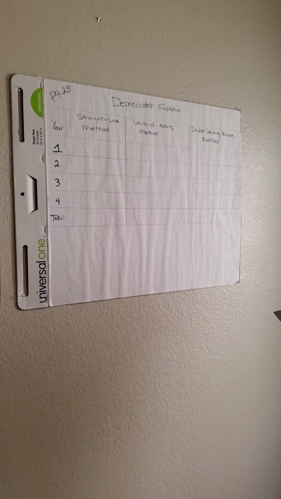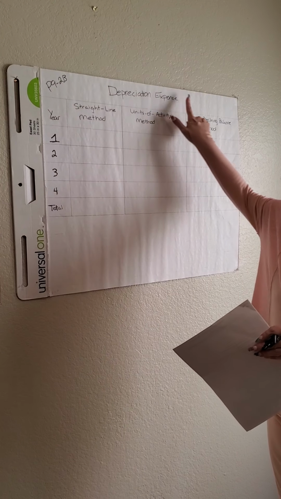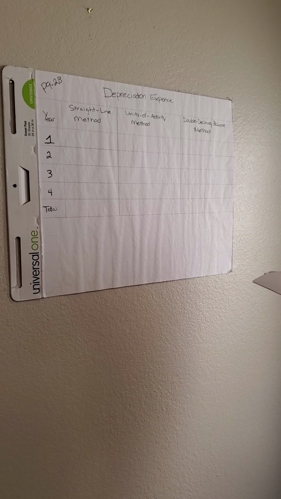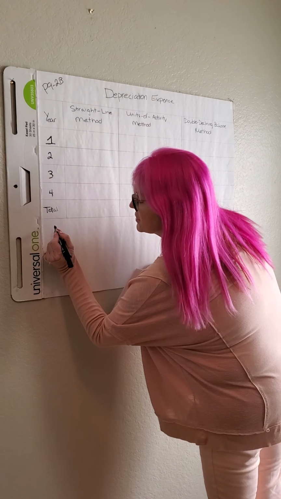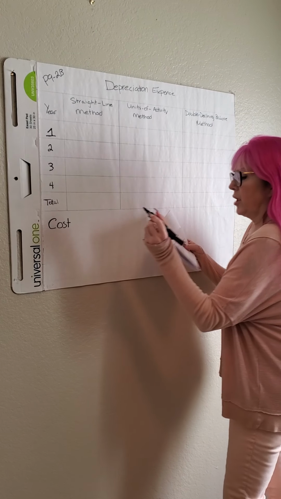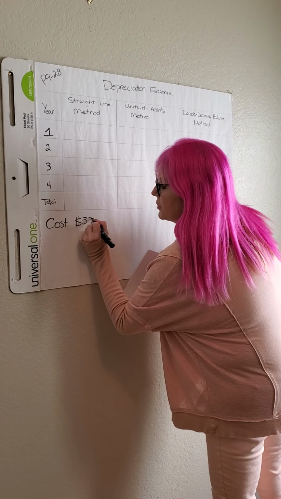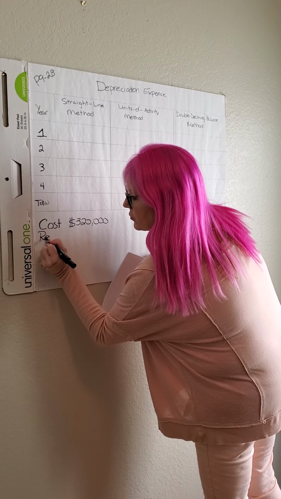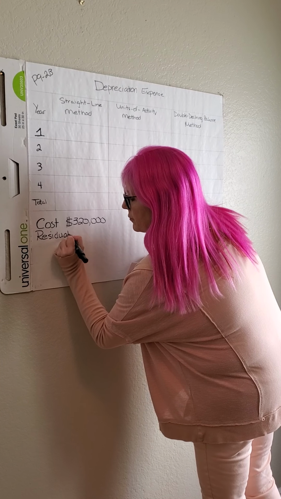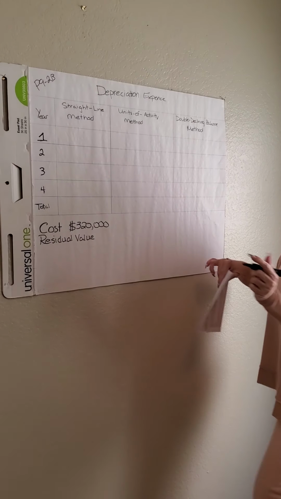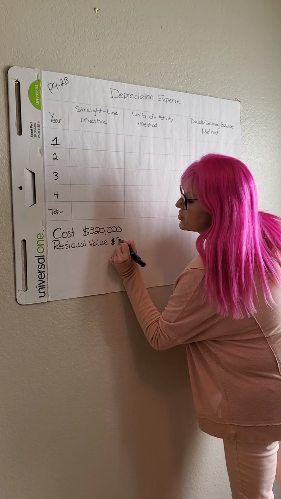So this is what the table looks like in your homework. You've got it split out by year, just titled depreciation expense under all three methods. So again, I'm going to put some stuff down here. The cost of the item, cost is a total of $320,000. The residual value, and that's the amount that we expect to be able to sell it for at the end of its useful life to the company, is $35,000.